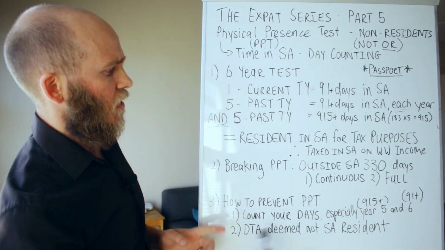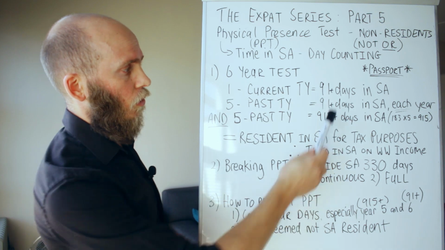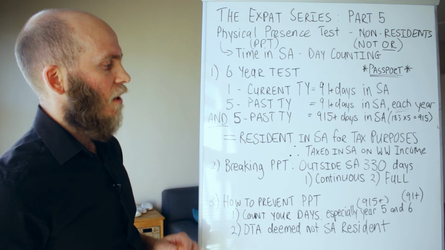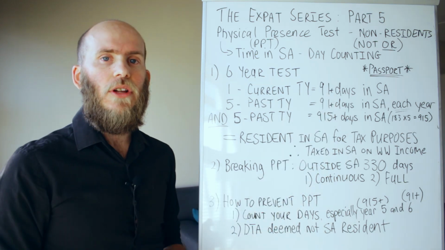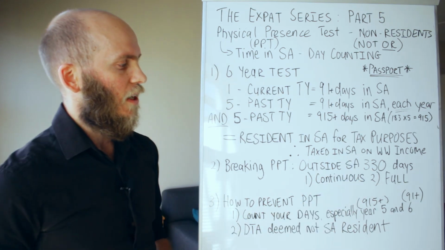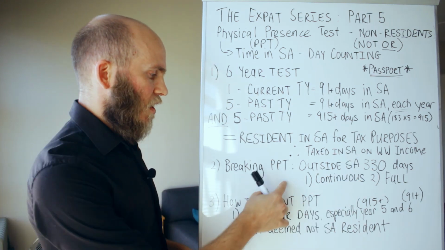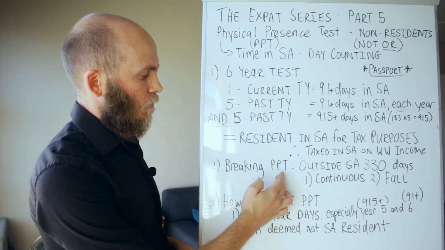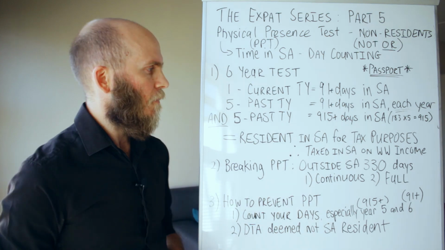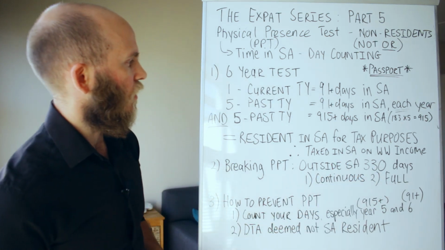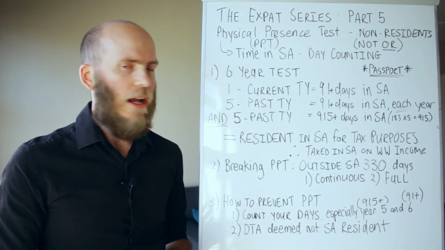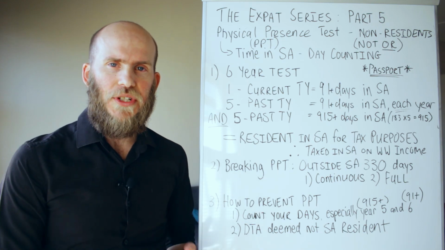These days, they don't say it must be continuous or full. It just means that you have to be outside. So these 91 days do not have to be continuous, but this 330 days must be continuous. And this is the way that you would break the physical presence test in order to be considered a non-resident again. And this makes it really difficult. You don't want to be caught in the physical presence test unless that is the way you've set yourself up.